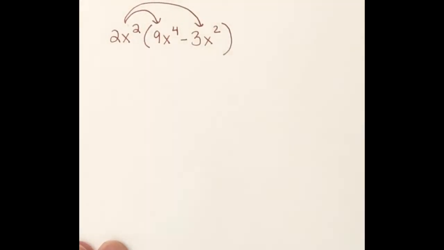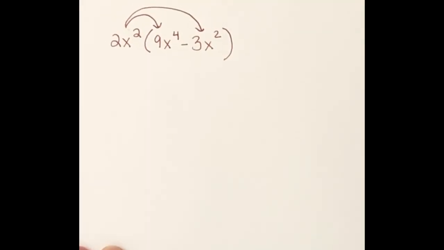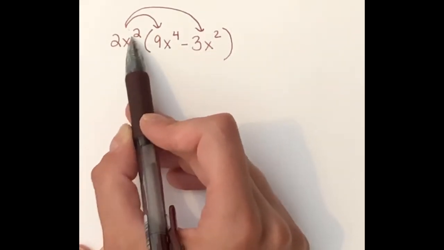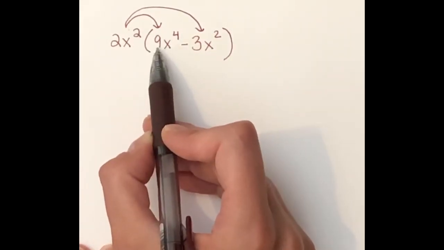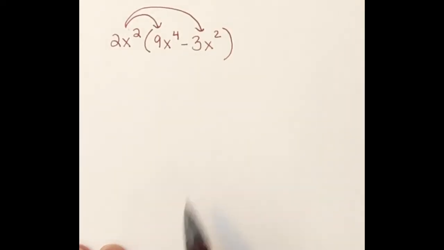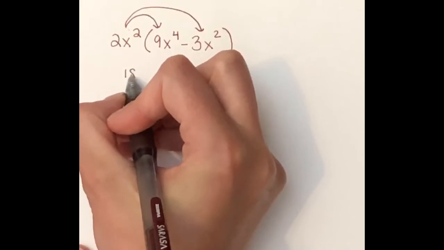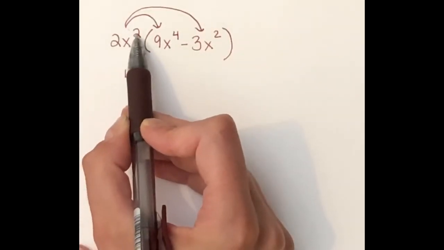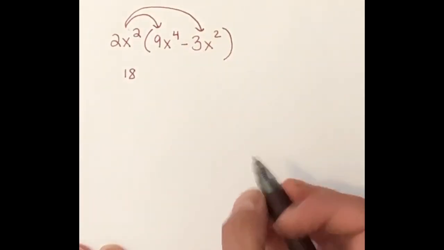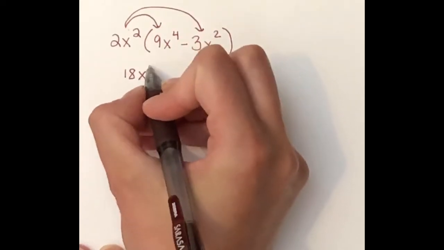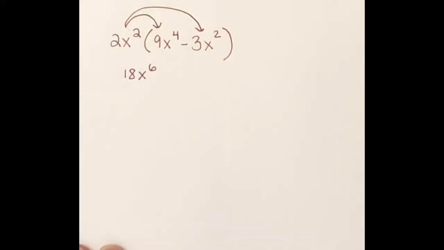So we have to remember our laws of exponents. When we multiply terms with the same base, we add the exponents. So 2x squared times 9x to the fourth. Well, 2 times 9 is 18. And x squared times x to the fourth is x to the sixth, remembering to add those exponents.